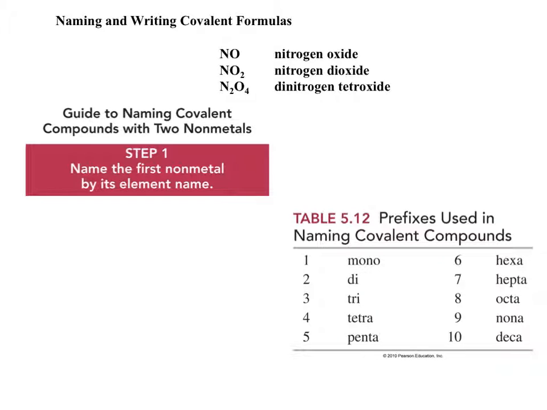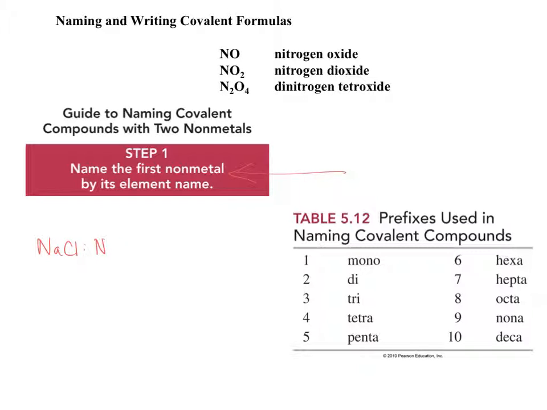Now let's go on and talk about how to write the names. Now, this is actually a lot easier than naming our ionic compounds in the last section. So here's the deal. Just like in ionic, step 1, name the first element as it is on the periodic table. You never change the name. Just like, for instance, let me write this here as our example.